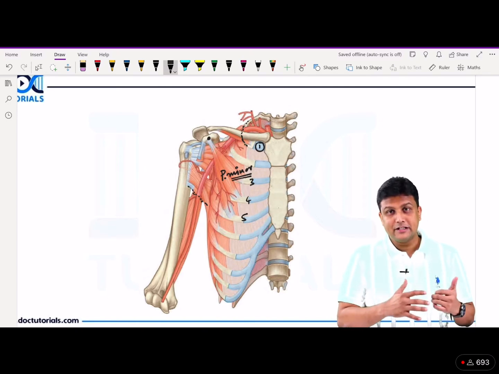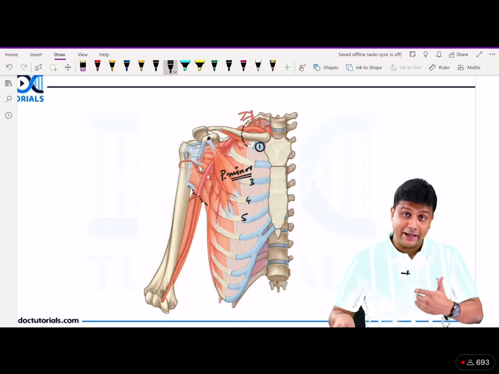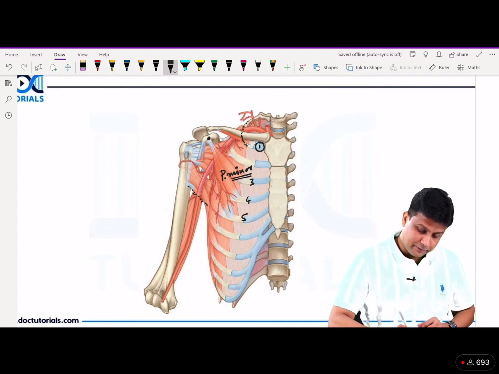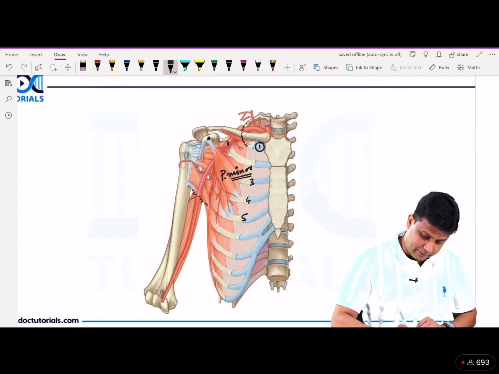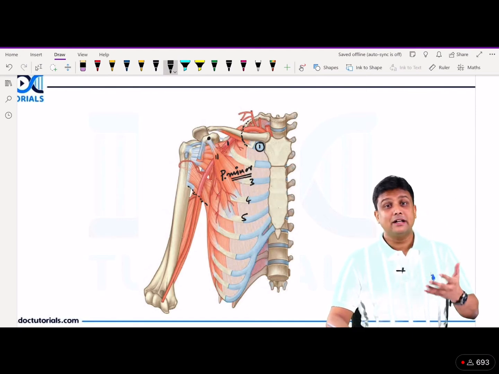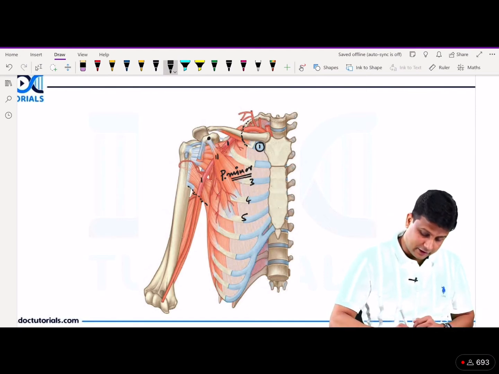The part which is present before the muscle, that is the first part of the artery. The part which is present behind the muscle, that is the second part of the artery. And the part present after the muscle, that is the third part of the artery, guys.